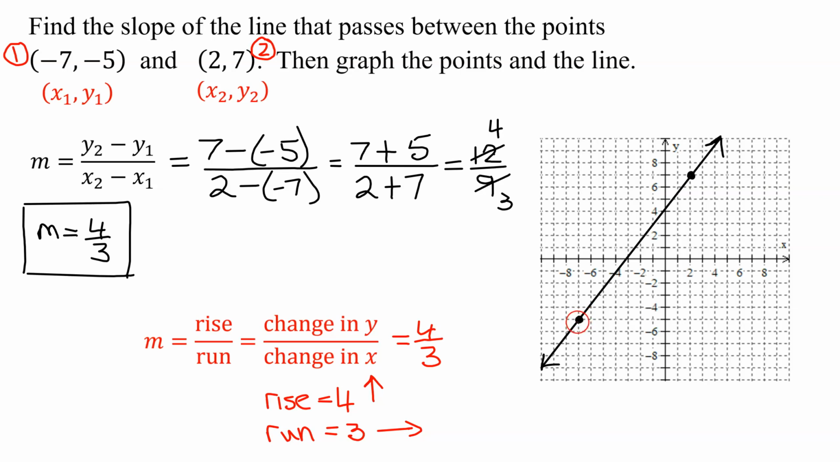If I start here at my first point, if I go rise 1, 2, 3, 4 and run 1, 2, 3, notice it brings me to another point on the graph. 1, 2, 3, 4 up, 1, 2, 3 to the right. So rise 4, run 3. Last thing is, in this case, the slope is a positive number. That means the graph is going to go up from left to right.